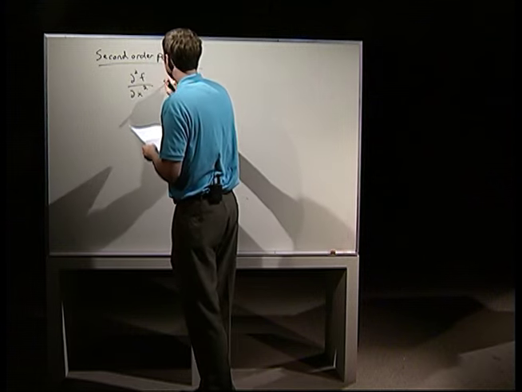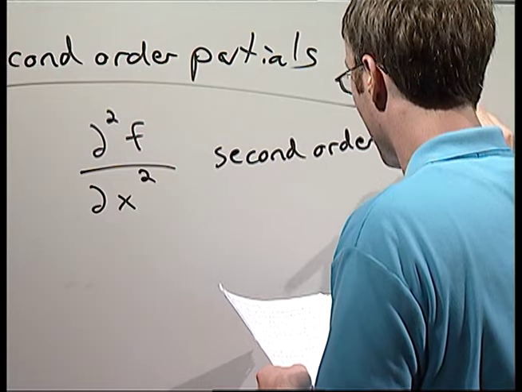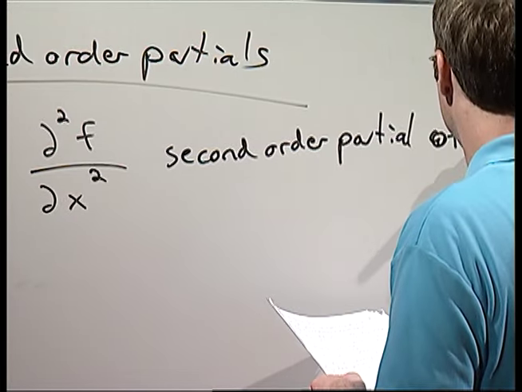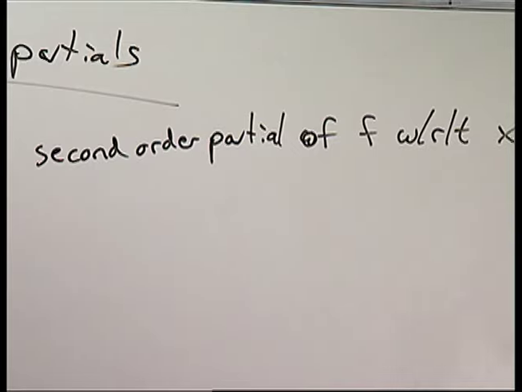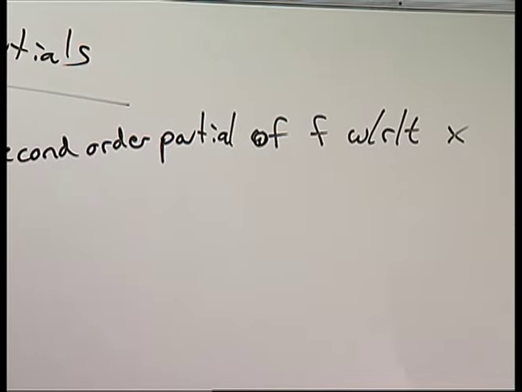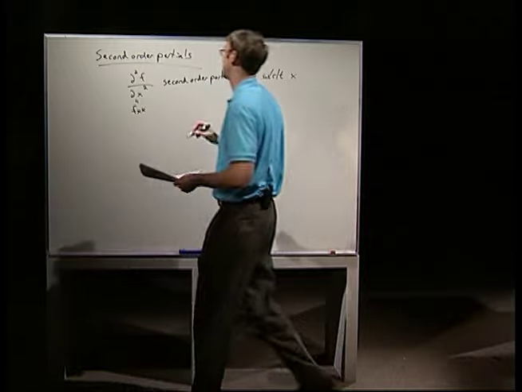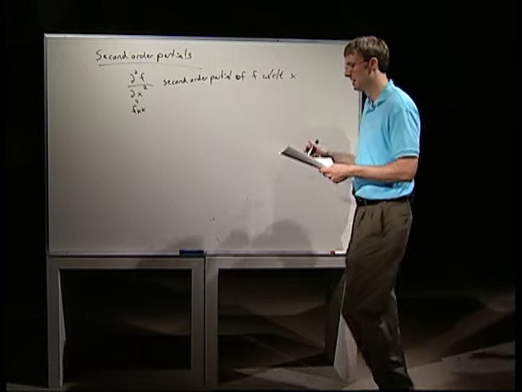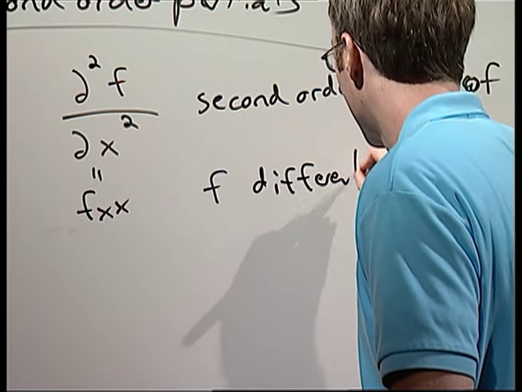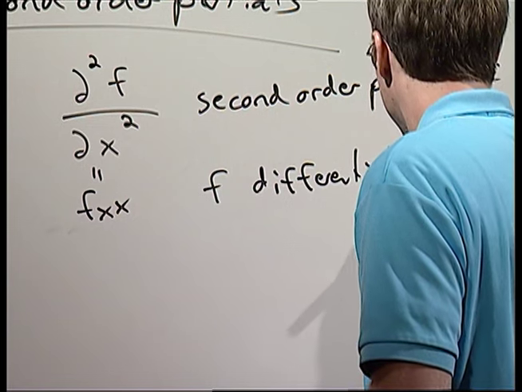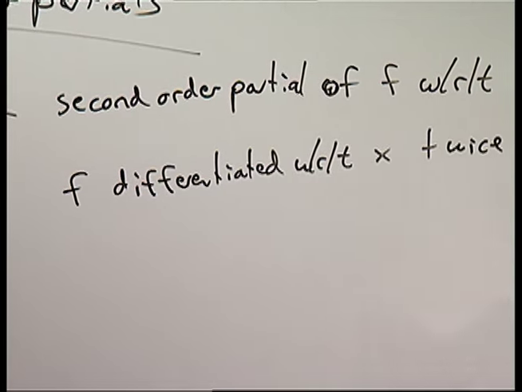This is the second order partial of f with respect to x. And this is also denoted f sub xx, right? So x once and x again. So this is f differentiated with respect to x twice. In other words, you go x once, then x again.